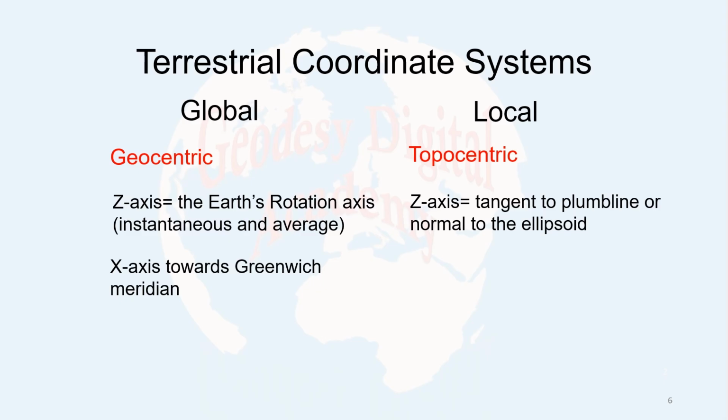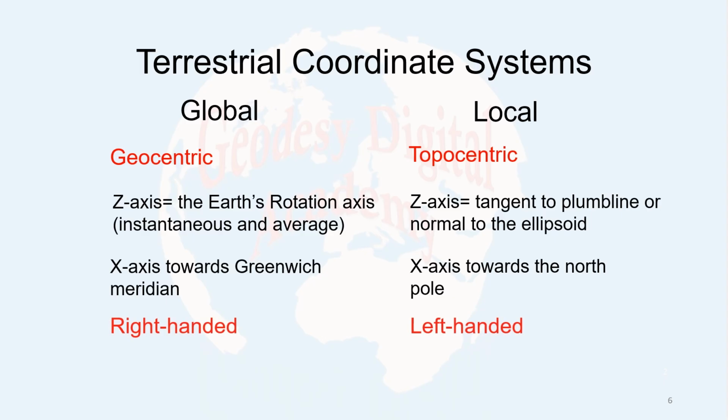The x coordinate for the local system is towards north. Again, if the north is true north or astronomical north, then it is the average or astronomical pole. Or if you have a mathematical Earth, then it will be the geodetic pole or ellipsoid. And all global coordinate systems are right-handed and local ones are left-handed.